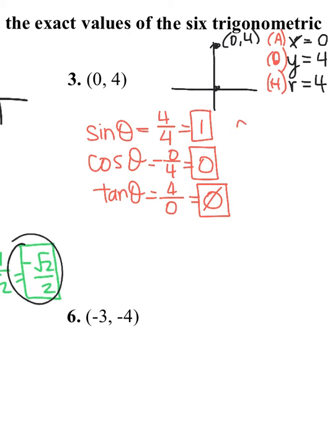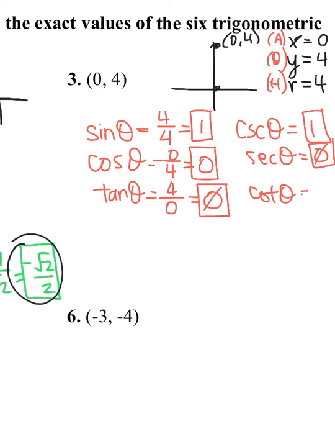And then cosecant, I just take the reciprocal, so 4 over 4 still is 1. Secant now would be 4 over 0, which is undefined. And then my cotangent would be adjacent over opposite, which is 0. All right, so that's how you do those special cases where the point lands on an actual axis.